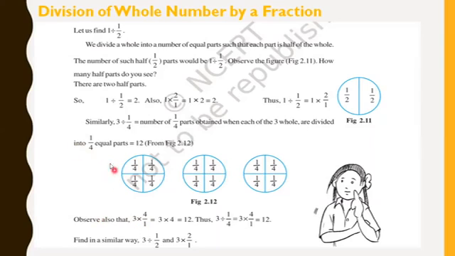Now 3 divided by 1 by 4. The reciprocal of 1 by 4 is 4 by 1. So 3 into 4 by 1, 3 fours are 12, 12 by 1 equals 12.